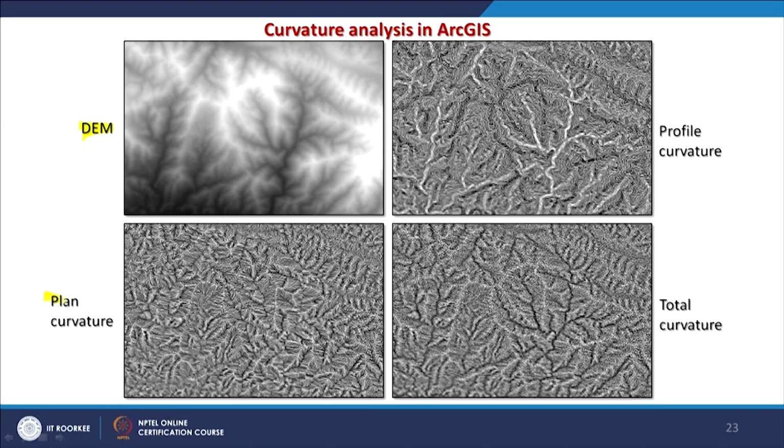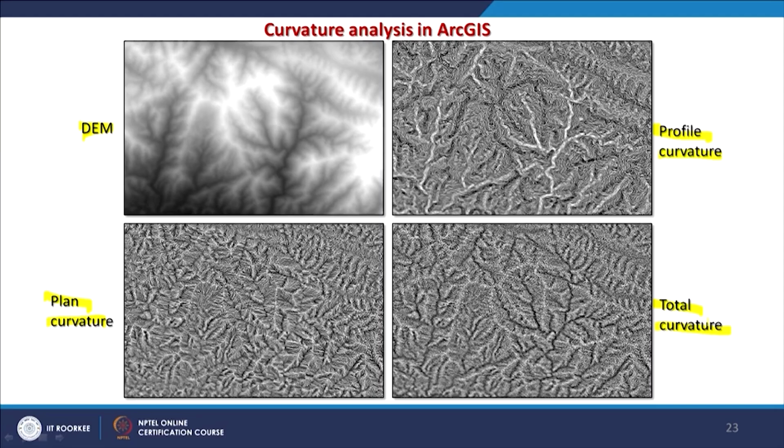This is the plan curvature, which you can see. The profile curvature is on the top right, and the bottom right is the total curvature. Of course, all three will depict altogether different things, but if you see carefully you would find that the total curvature is encompassing both plan curvature and profile curvature.